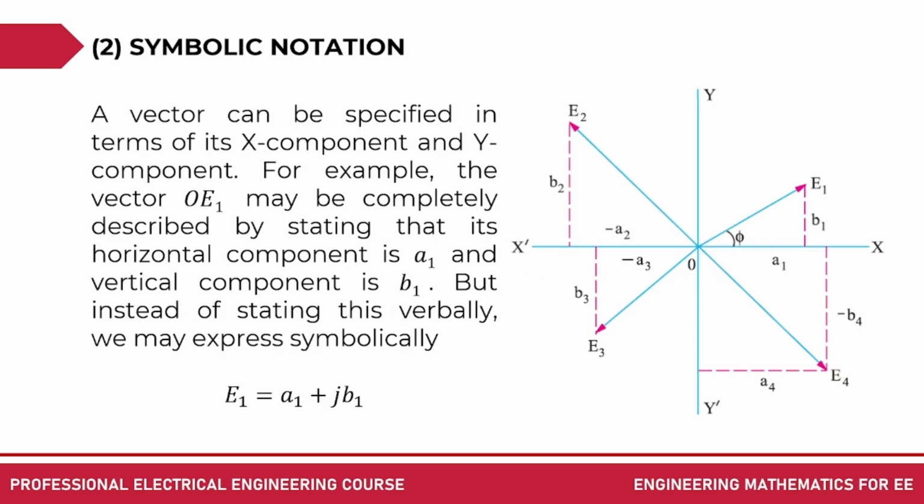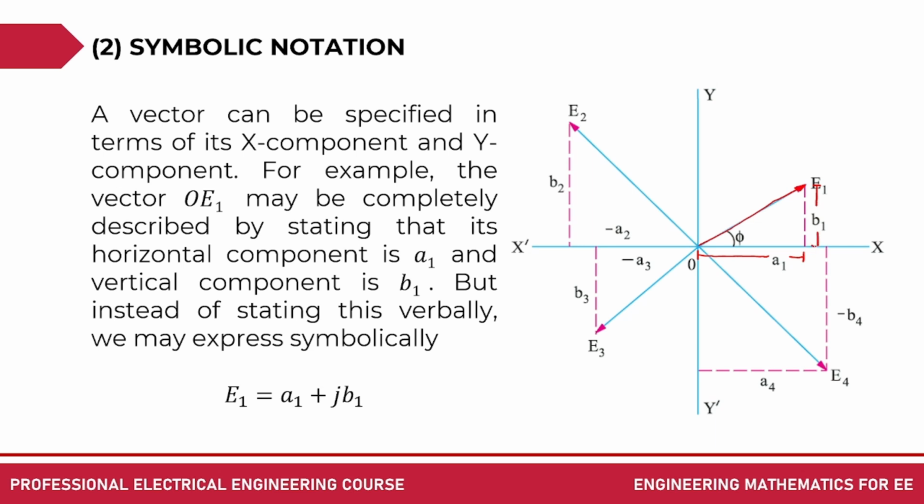First, the symbolic notation or the rectangular form. A vector can be specified in terms of its x component and y component. For example, the vector OE1, O to E1, may be completely described by stating that its horizontal component is A1 and its vertical component is B1.